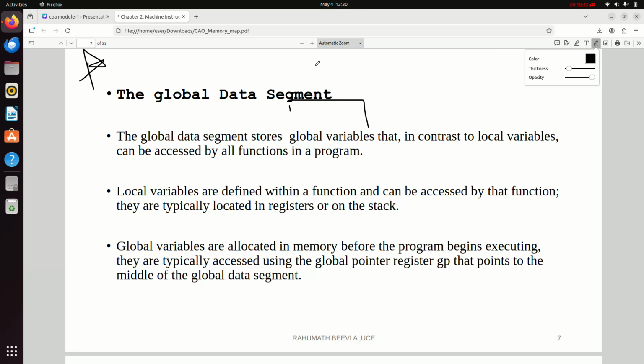They are storing the global and static variables. The specialty of a global variable is that it can be accessed by all the functions in the program. So throughout the program execution, it basically exists there.